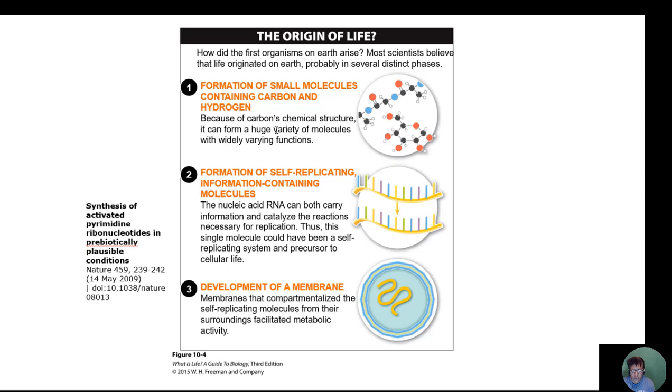Because of carbon's chemical structure, it can form a huge variety of molecules with wide and varying functions. And then you have this formation of self-replicating information-containing molecules. And so the nucleic acid RNA can both carry information and catalyze the reactions necessary for replication. Thus, this single molecule could have been a self-replicating system and the precursor to cellular life.